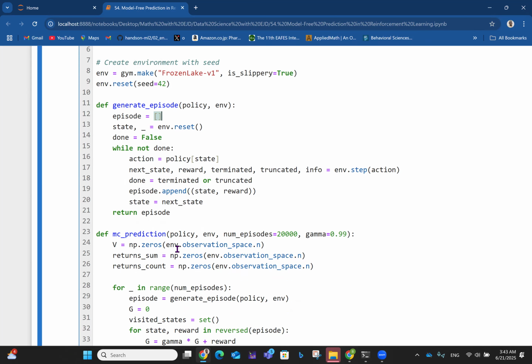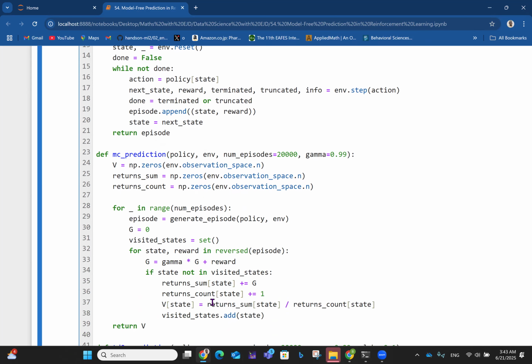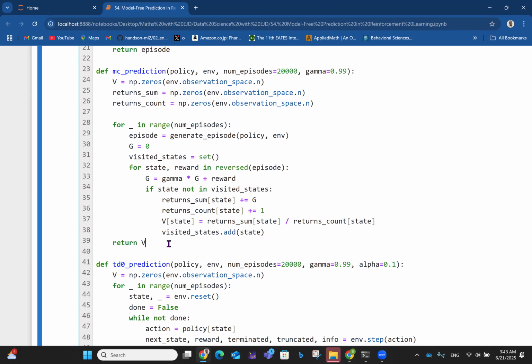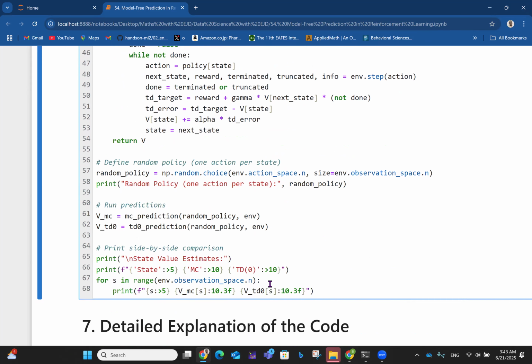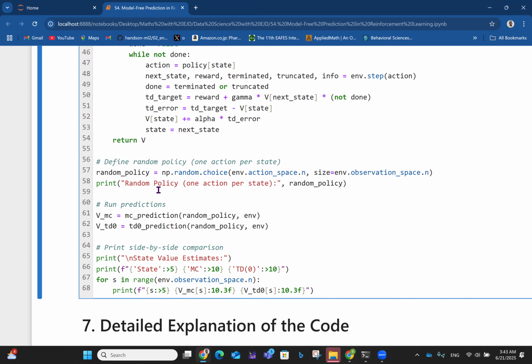And then you do the Monte Carlo prediction, with all this coding, and then it returns the value of V. While you also do the temporal difference prediction separately, and then we can define random policy, one action per state. So you have random policy, np.random.choice and all that. So then random policy, one action per state, you get that result. Then run predictions. Now you have V_MC, that's Monte Carlo prediction with random policy and environment, and you have the V_TD, that's the temporal difference prediction given the random policy and environment. And then we can print side by side for comparison.